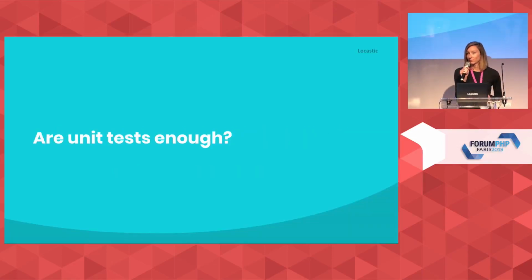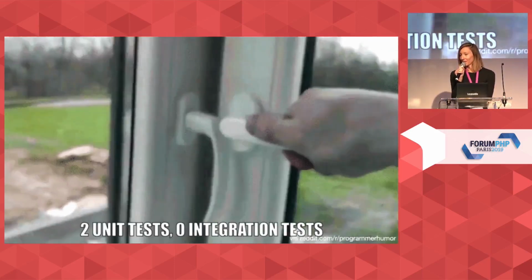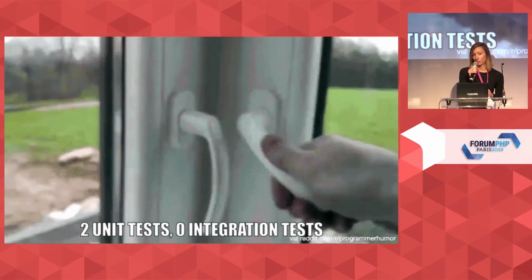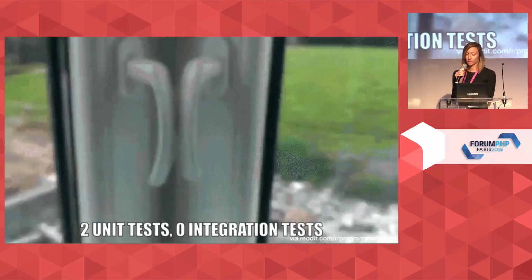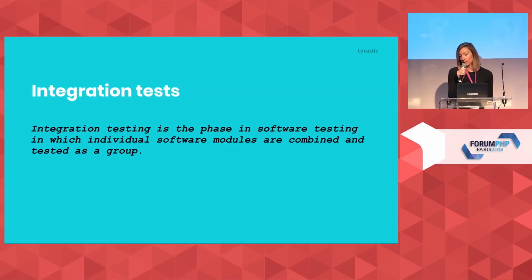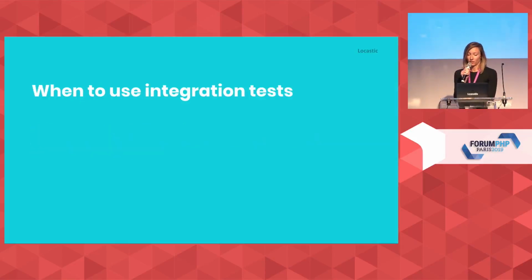So now that we tested each method separately, does it really mean that our application is working perfectly? Not really. We also need to check if our methods work together when we use them combined. So that's where integration tests come in. Integration testing is testing individual software modules combined together as a group. Let's see when we should use them.